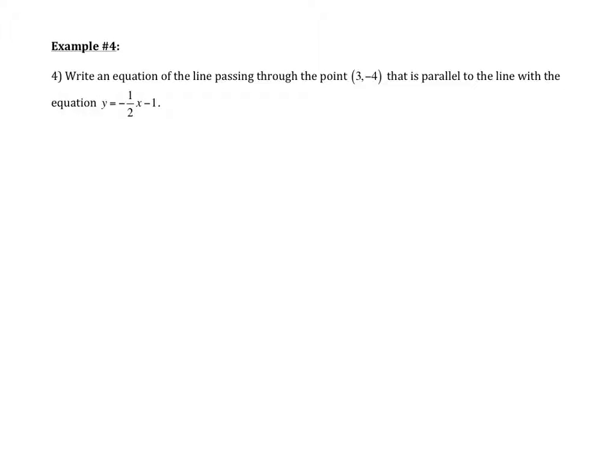Let's look at another example just like the last one. Example number 4: write an equation of the line passing through the point (3, -4) that is parallel to the line with the equation y equals -1/2 x minus 1. So again, I'm going to write my equation in slope-intercept form, y equals mx plus b. It is my job to find the m and to find the b if I'm supposed to write the equation.